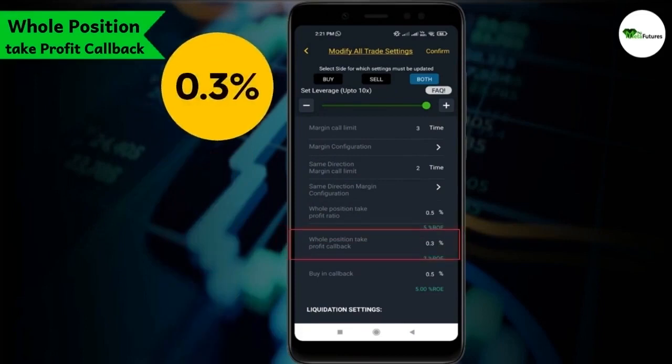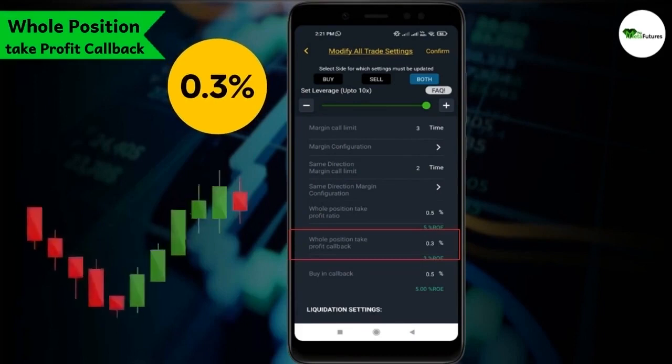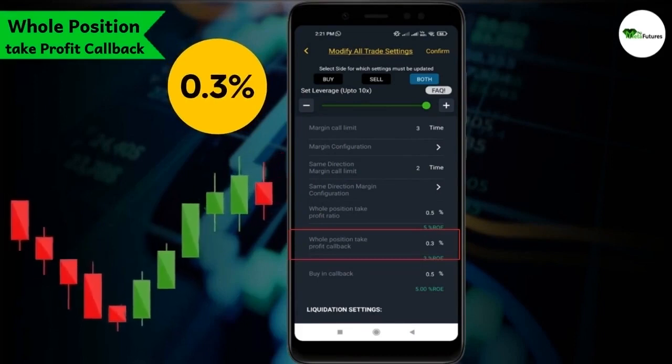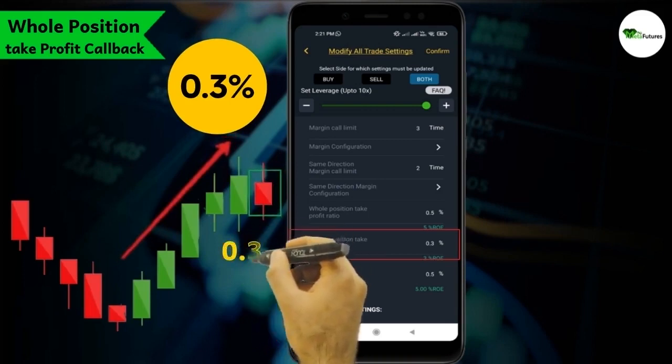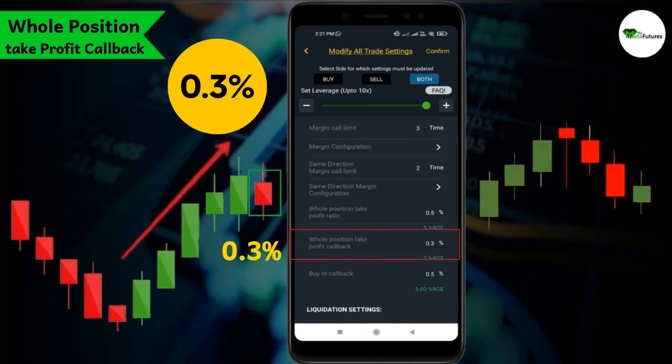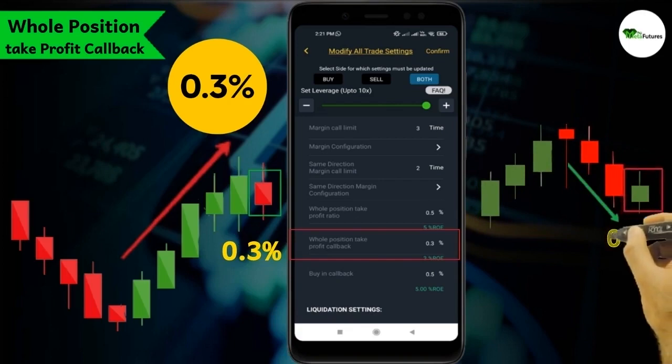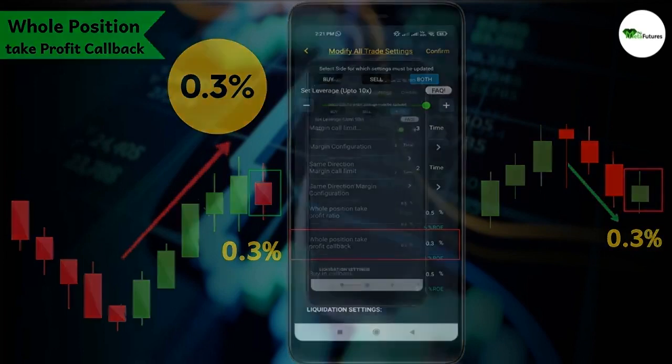I have entered a 0.3% value in the whole position take profit callback. Let's talk about the case in which trade is going up. When the trade will go down by 0.3%, then the bot will close the trade after extracting profit. Same in another case where trade is going down. When the trade will go up by 0.3%, then the bot will close the trade after extracting profit.